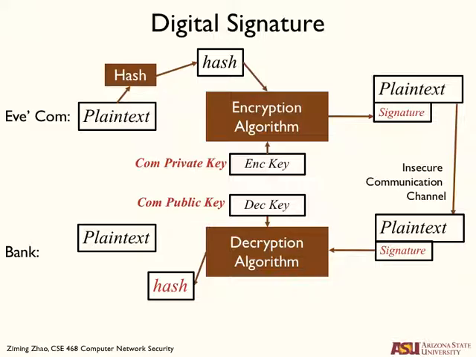Then what the bank is going to do next is run the hash function on the plain text again, generate another hash value, and compare those two. If those two hash values match, it means, first, the plain text has not been changed. If the plain text has been changed, it will generate a different hash value. And second, the message is actually from Eve's company, because only Eve's company can sign it with the private key.